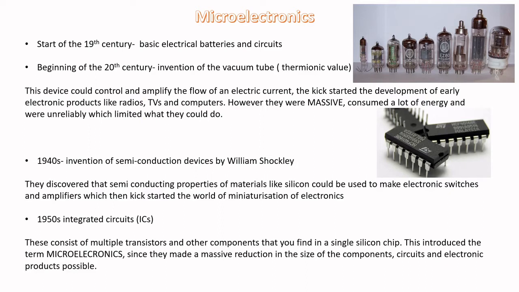So at the start of the 19th century, you got basic electrical circuits and batteries, which were not very powerful, didn't last very long, very big, very heavy. Then at the start of the 20th century, you have what is called a thermionic valve, also known as a vacuum tube, which is the image on the right. This device basically let you control the flow of an electrical current. It was the start of being able to have radio signals. So you got radios, TVs, computers. It was the start of being able to send and receive signals.